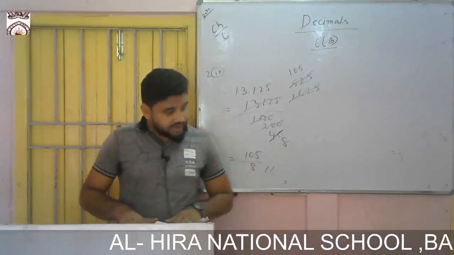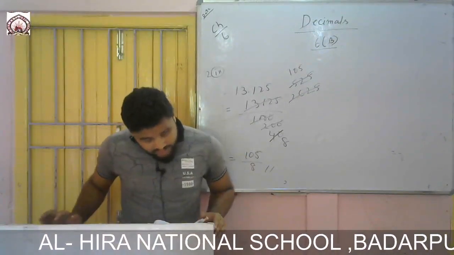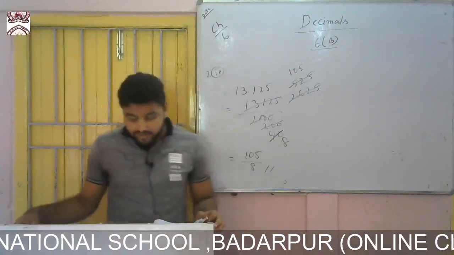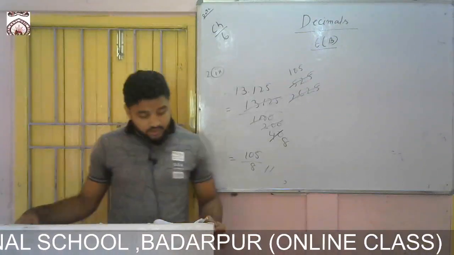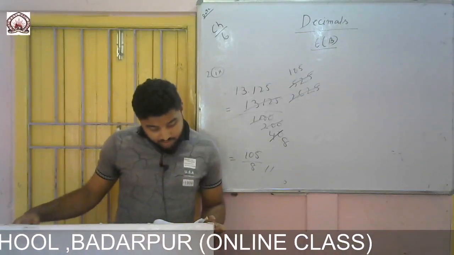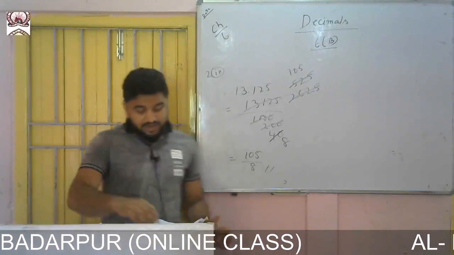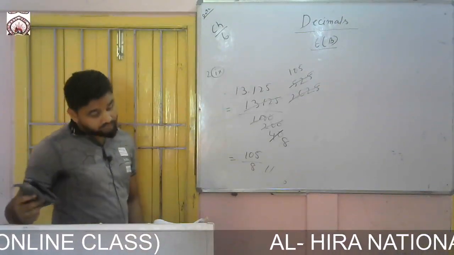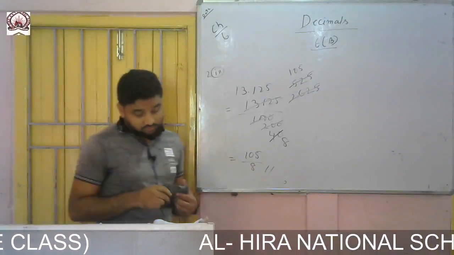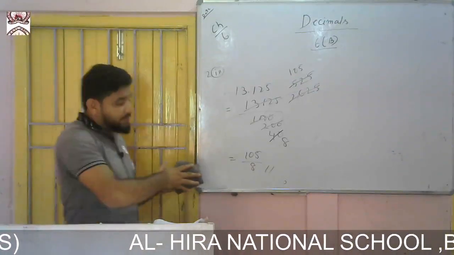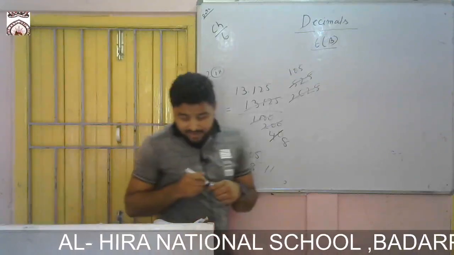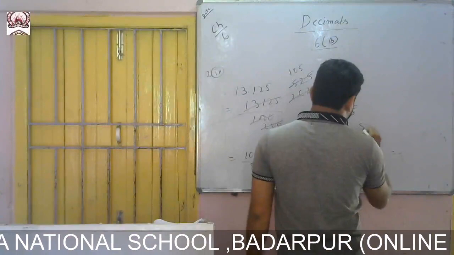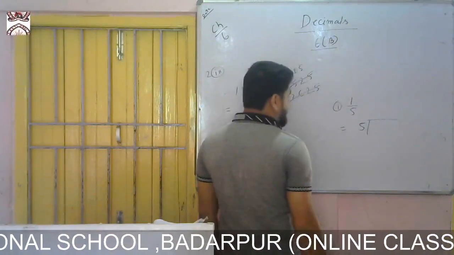Now come to question number 3. Change to decimals by division. That means you have to change to decimal by division. So come to question number 3. What is there? 1 by 5. So here you see, 1 by 5. So divide with 5. By division it is said.